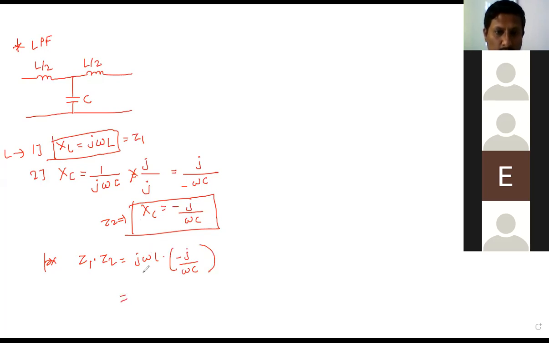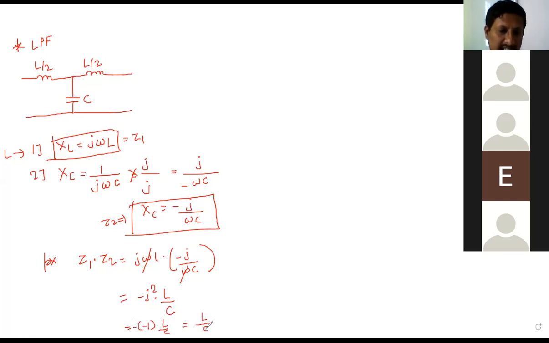So omega will get cancelled. What will j into j be? j squared. j squared, and minus as it is, minus j squared into L by C. So what is j squared? -1. So minus of -1 is plus, minus of -1 into L by C.